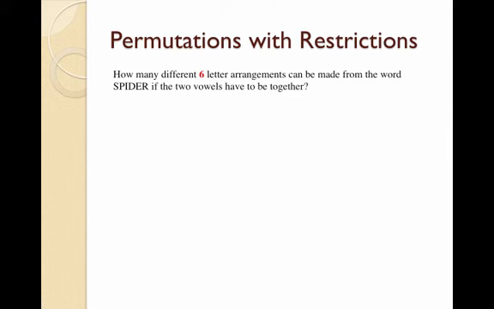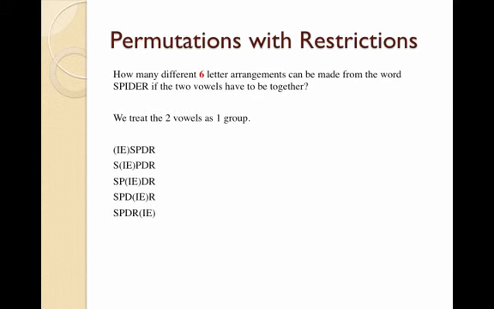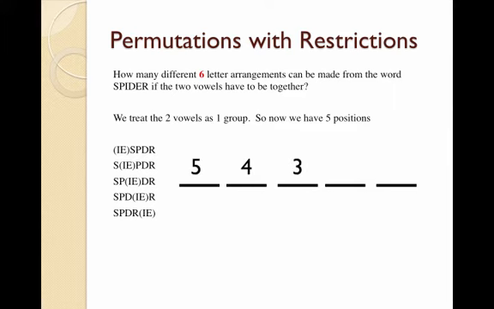Now, how many different 6-letter arrangements can be made from the word spider if we use the restriction of the 2 vowels having to be together? Well, we're going to treat the 2 vowels as one group. So pretend that we've got to keep this I and this E together no matter what kind of arrangement we have of the word spider. We now have 5 positions, not 6. So our multiplication will look like 5 times 4 times 3 times 2 times 1, which is 5 factorial.